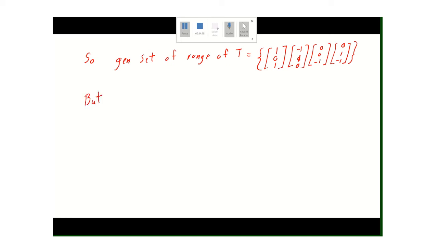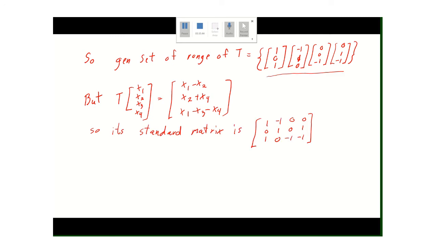Okay, so that answers the question, but let's look at this a little bit more. But T of x1, x2, x3, x4, you remember, was equal to x1 minus x2, x2 plus x4, and x1 minus x3 minus x4. So what's its matrix? Its standard matrix, if you remember how to get the standard matrix, is 1, 0, 1, minus 1, 1, 0, 0, 0, minus 1, 0, 1, minus 1. So our generating set is that. Our standard matrix is that. And notice that the generating set is just the columns of our matrix.